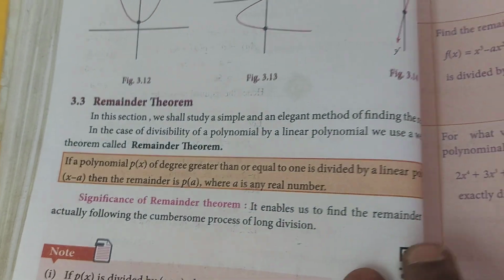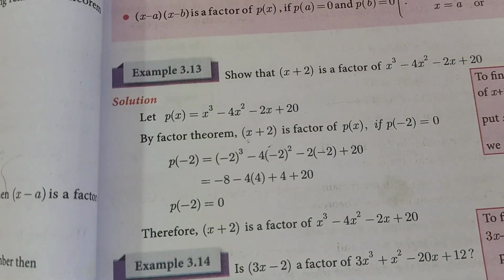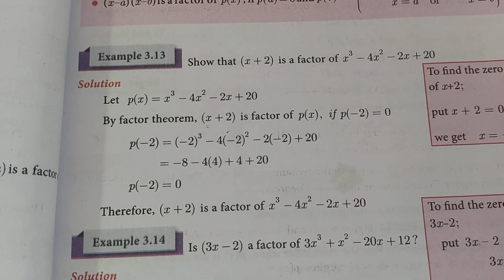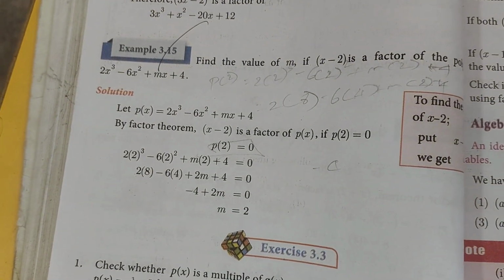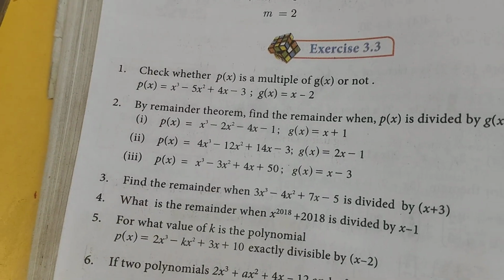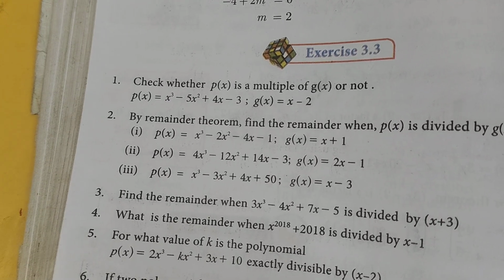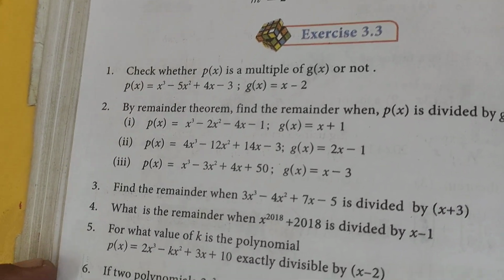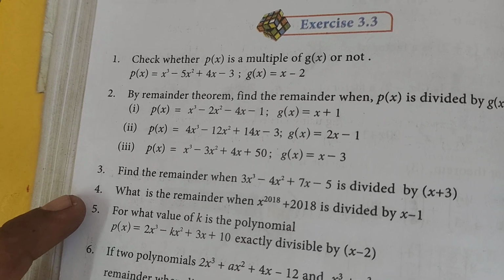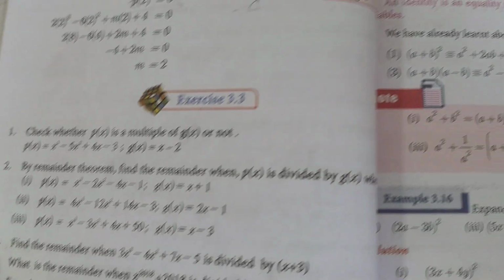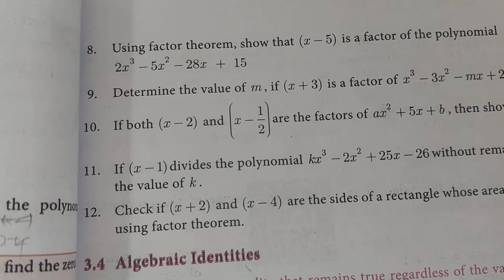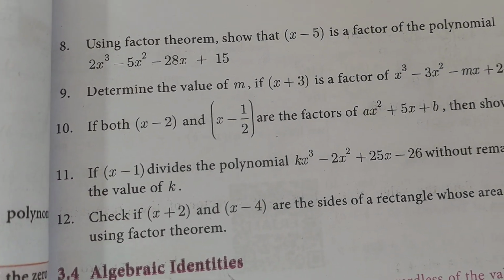Then we are going to see the remainder theorem. Example 3.13 is a topmost question for us. Then example 3.15 is a repeated question for us. Then exercise 3.13, the first sum is a 5 mark question. Then the fourth one is a very important 2 mark for us. Then question number 9 is a repeated question for us.